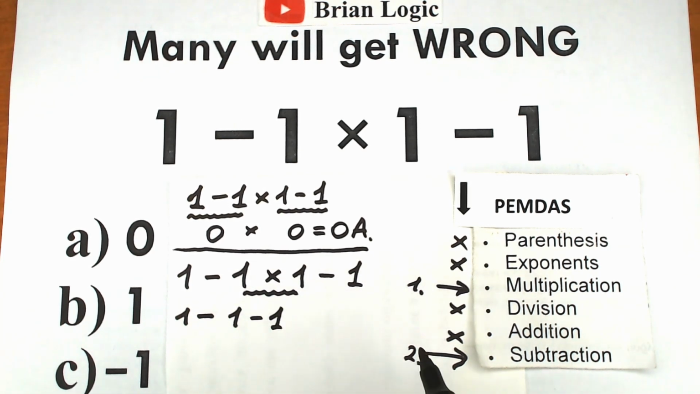Let's subtract it. This is our easy challenge because we have a subtraction right here. So we have 1 minus 1, 0, 0 minus 1. We have minus 1. Minus 1, and this is option C.